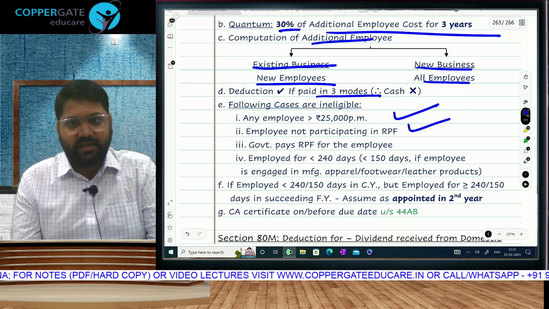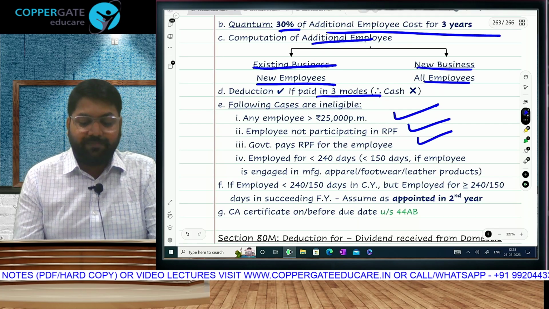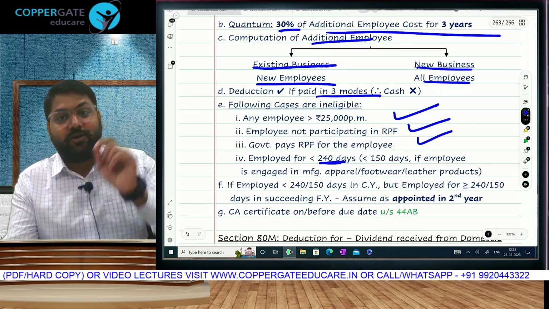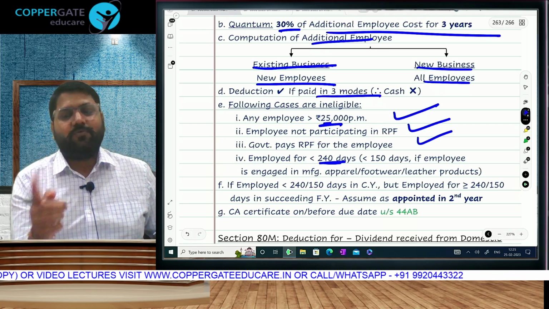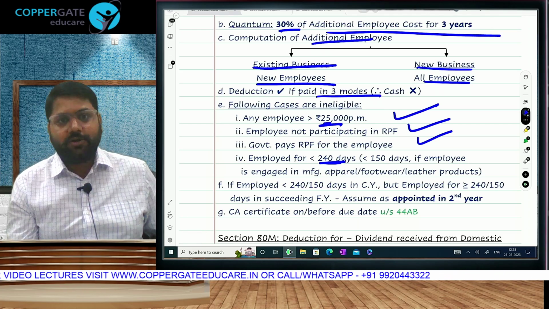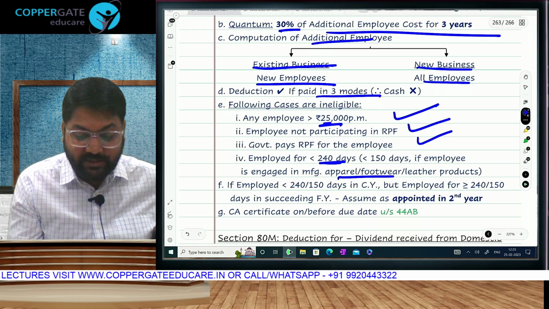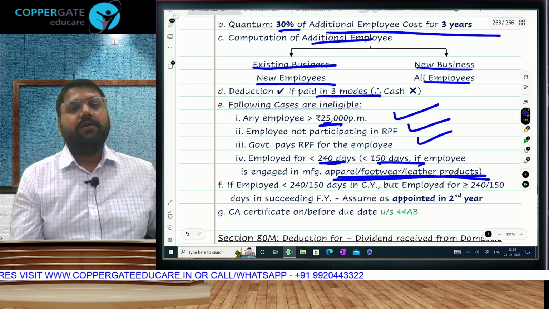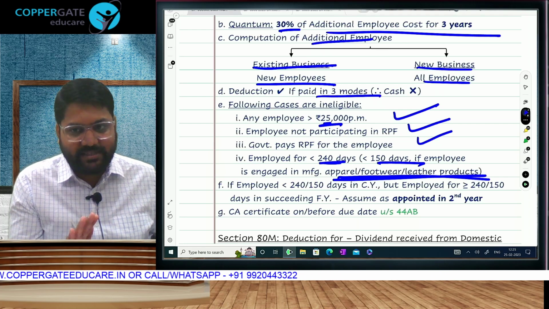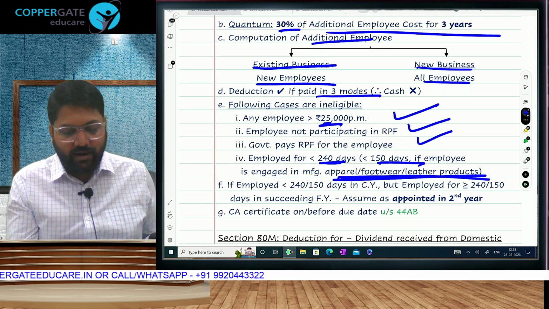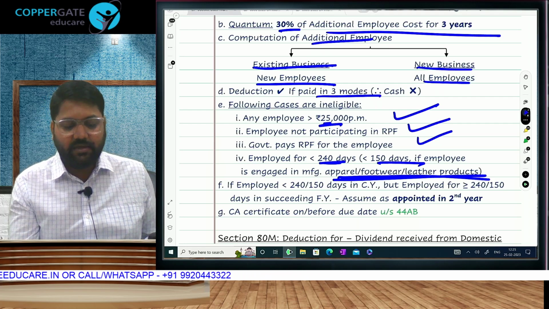Employee not participating in RPF, government is paying RPF, and employee working for less than 240. This is tested. This point and this point are tested in a huge number of questions. Employee less than 240 days, not to be included. But if the employee is in these industries, then 150 days is also allowed. So normally an employee working for less than 240 days is disqualified. But for these industries, less than 150 days, then disqualified.